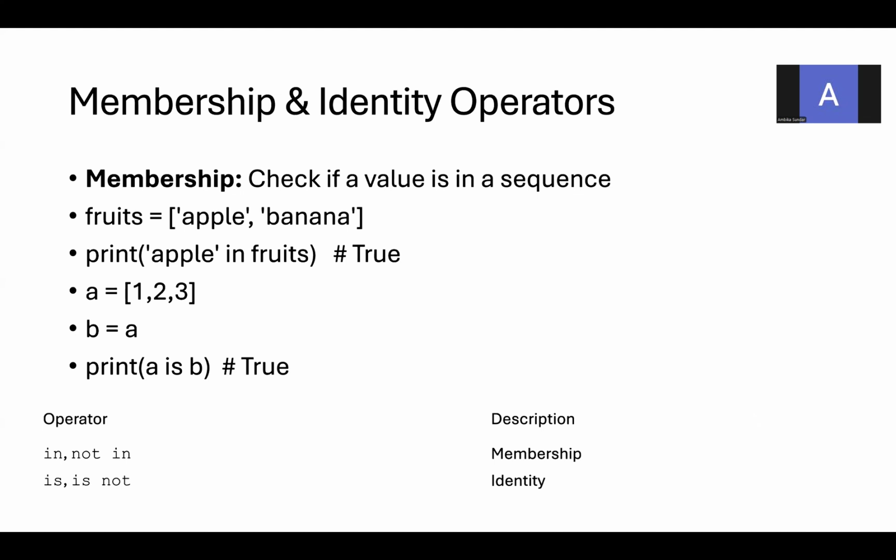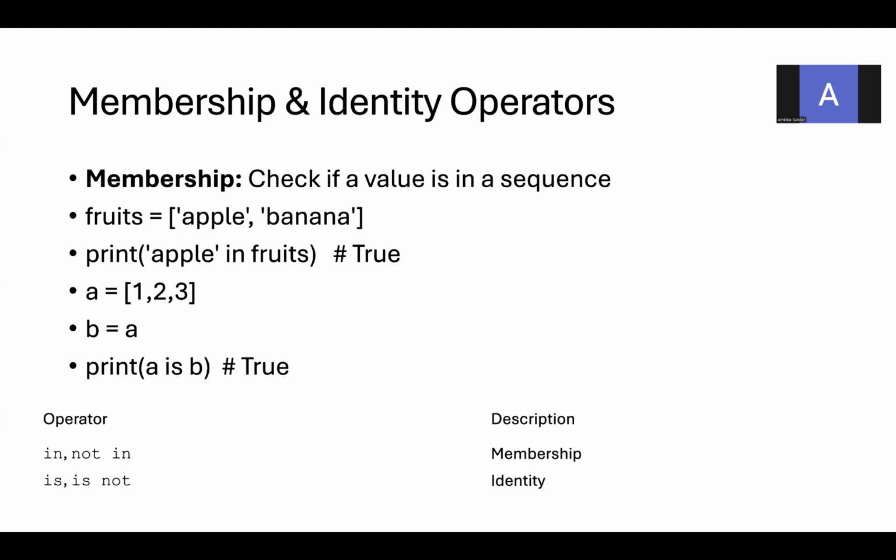Membership and identity operators. Membership means checking if a value is in a sequence. For example, in the fruits variable, I'm going to store a list of apple and banana. Print apple in fruits. Yes, it is true. Apple is present in this list.